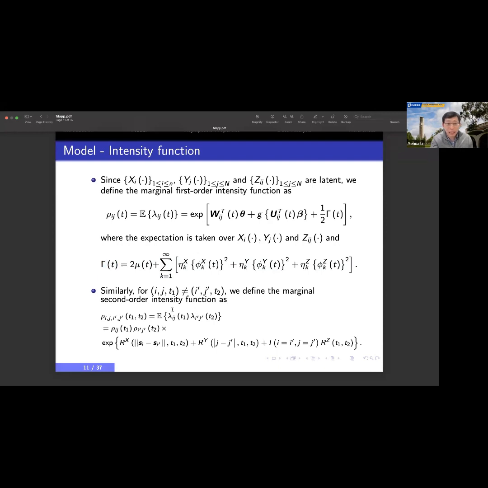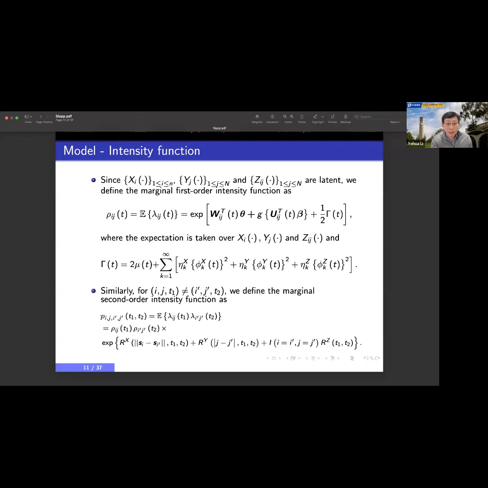Now, to dive into the detailed structure of these covariances, we have to look at the second order intensity, which is the point process equivalent of the correlation function.